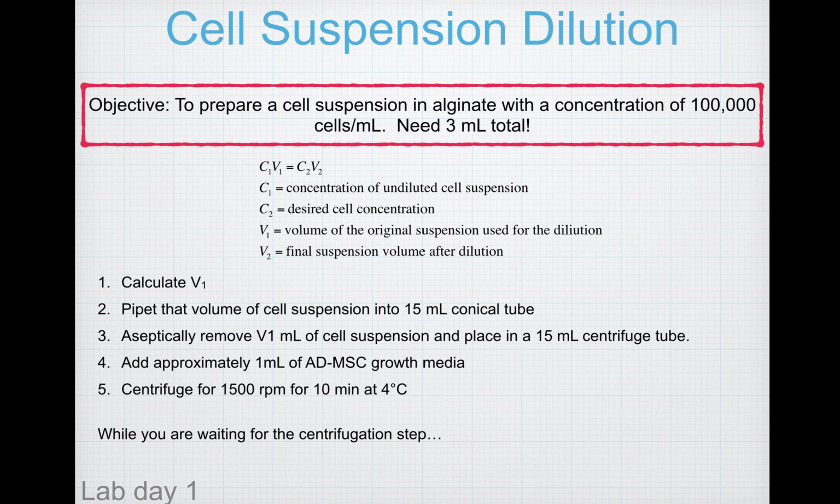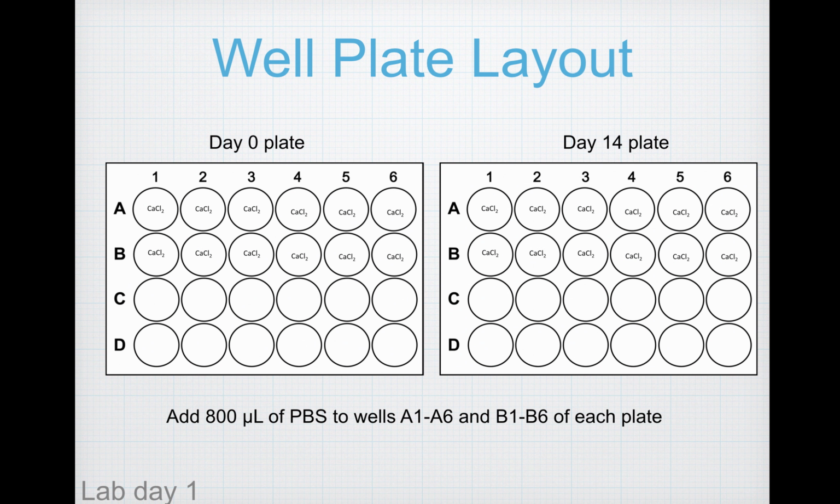Now once you calculate the quantity V1, you'll remove V1 milliliters from the cell suspension and transfer it to a 15 milliliter conical tube. You want to now isolate the cell pellet, so you'll do so by adding a little bit more media, about 1 milliliter on top of the cells, and you'll centrifuge at 1500 RPM again for 10 minutes at 4 degrees Celsius. This will produce a cell pellet, which you'll aspirate like you practiced before.